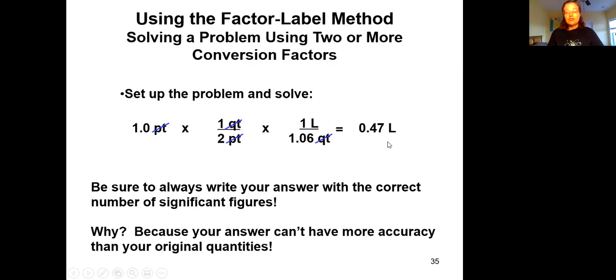The answer with the correct number of significant figures. We do that because our answers cannot have more accuracy than the original quantities. 1.0, there's a decimal, so the 0 at the end was significant. 2 significant figures, my answer has 2 significant figures. The zeros at the beginning of the number don't count. He has an important job. He's letting us know there's a decimal coming up. So it's not 47, but 0.47, but he's not a significant figure.